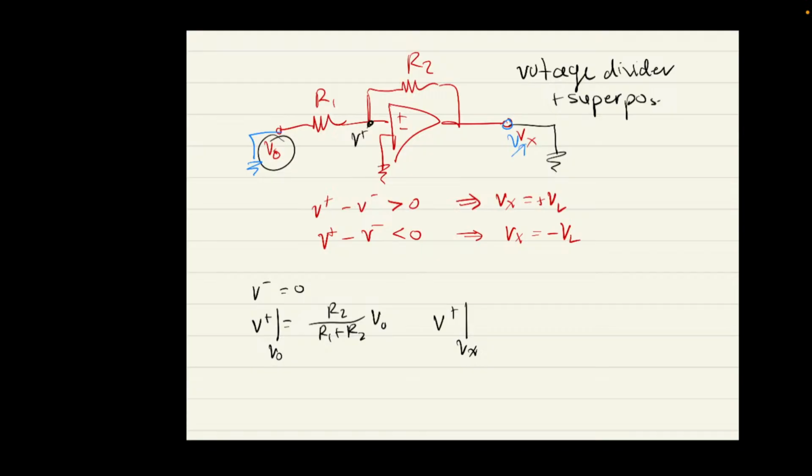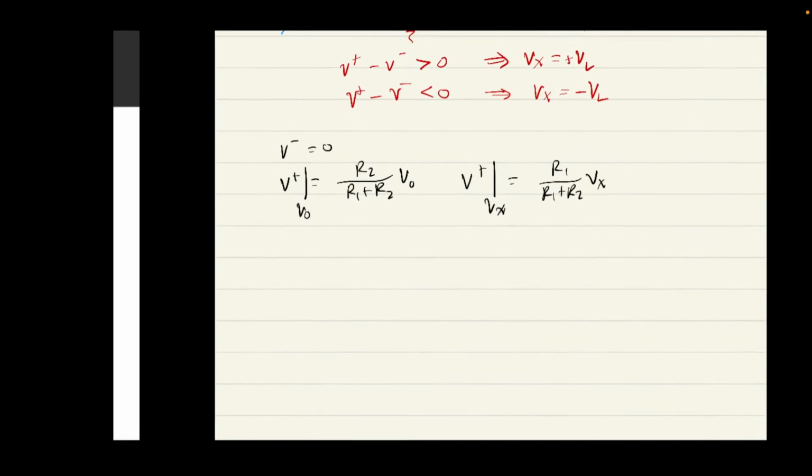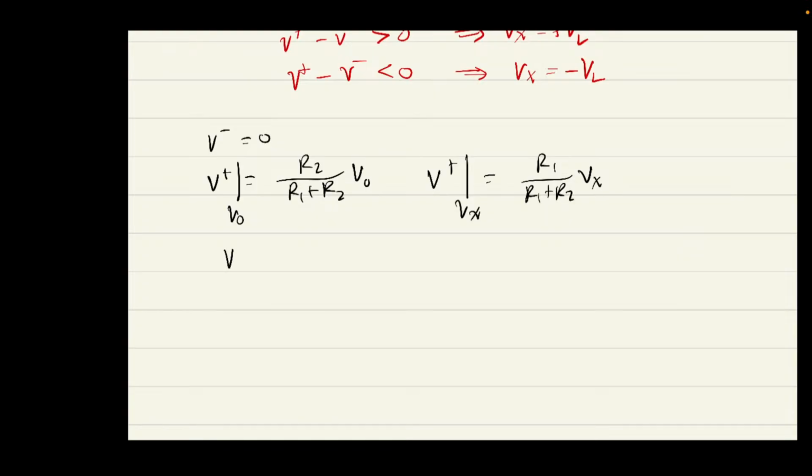Does everyone kind of see what I'm doing here? Is that okay? Okay, cool. And so that's going to be R1 on R1 plus R2. It's a bit different from the previous one. Altogether, we have that V positive is R2 on R1 plus R2 times VO plus R1 on R1 plus R2 times Vx. Okay?